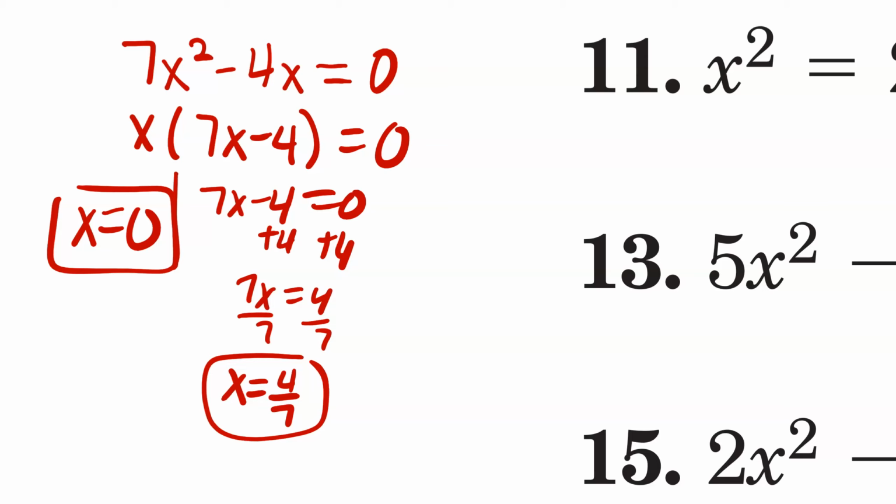So when using the distributive property, 7x minus 4 equals 0, where did the x go? The x is right here. You set each factor in front equal to 0. x times 7x minus 4, so I set x equal to 0 and I set 7x minus 4 equal to 0. Each factor I set equal to 0. No, I set this whole term equal to 0 and solve it. Set each factor equal to 0, and then solve.